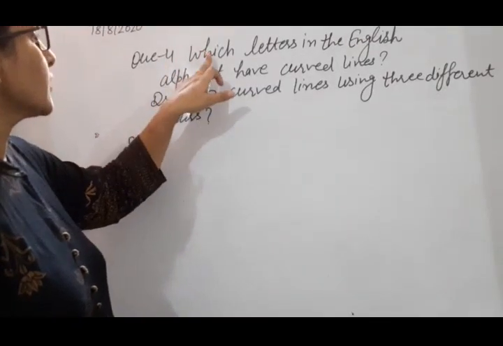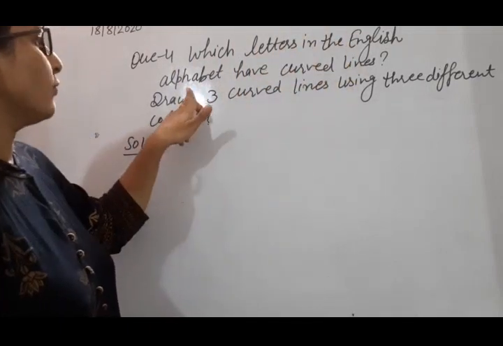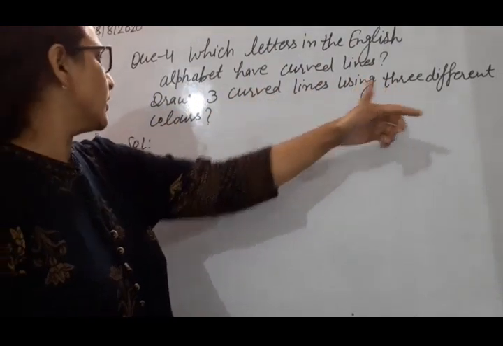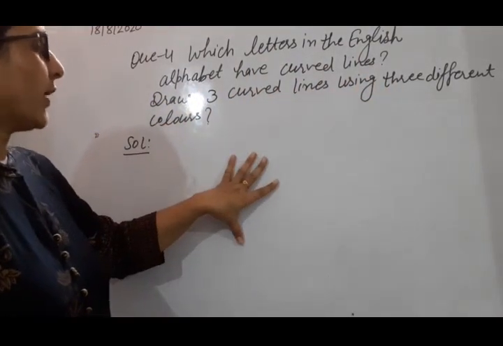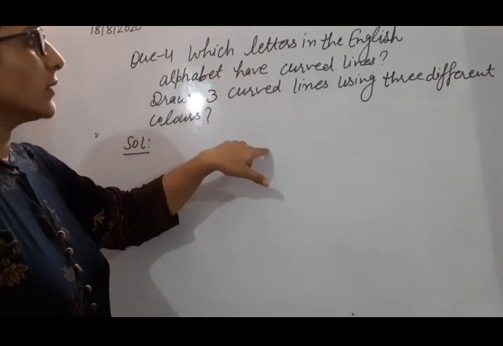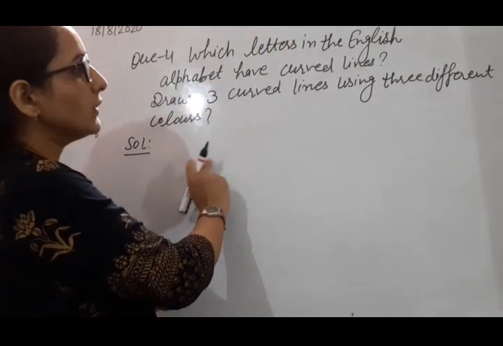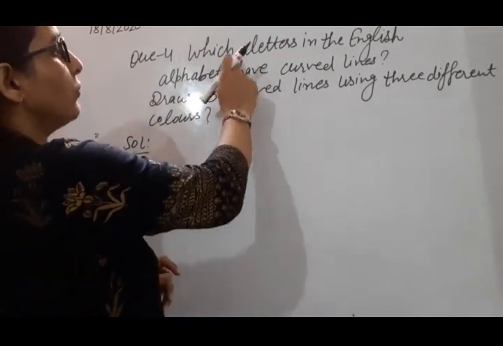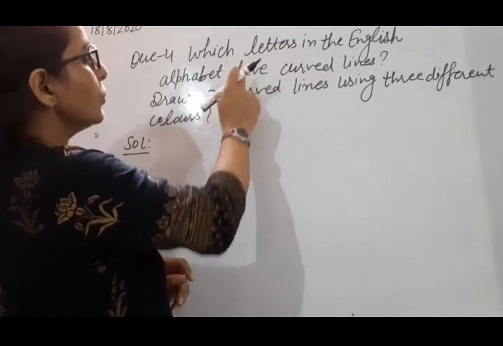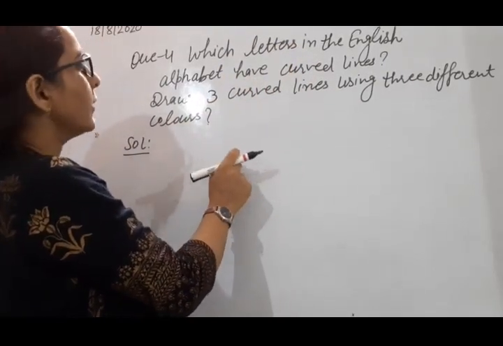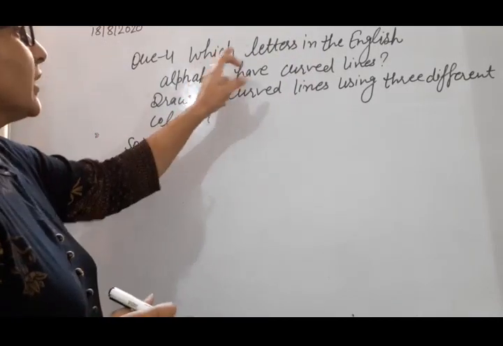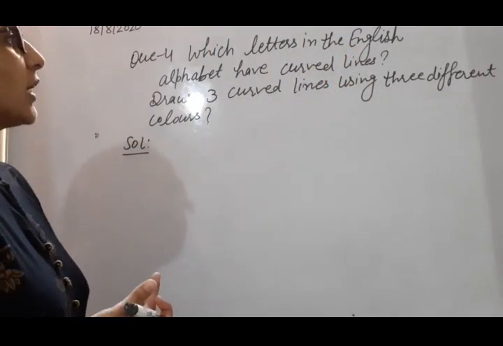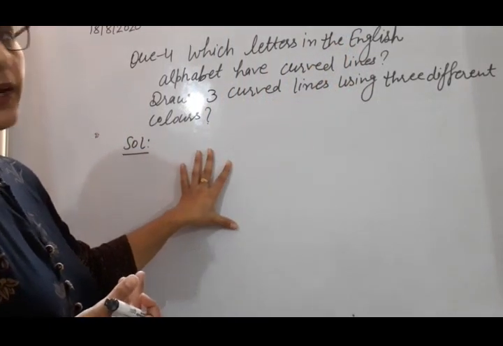Now the question number 4 is which letters in the English alphabet have curved line? Draw 3 curved lines using 3 different colors. In this question, when you write these letters, you also draw these letters with color. Not only 3 curved lines, when you write these alphabet letters, you write them with the help of your color. Which letters in the English alphabet have curved line? It means which English alphabet letters have the curved lines.